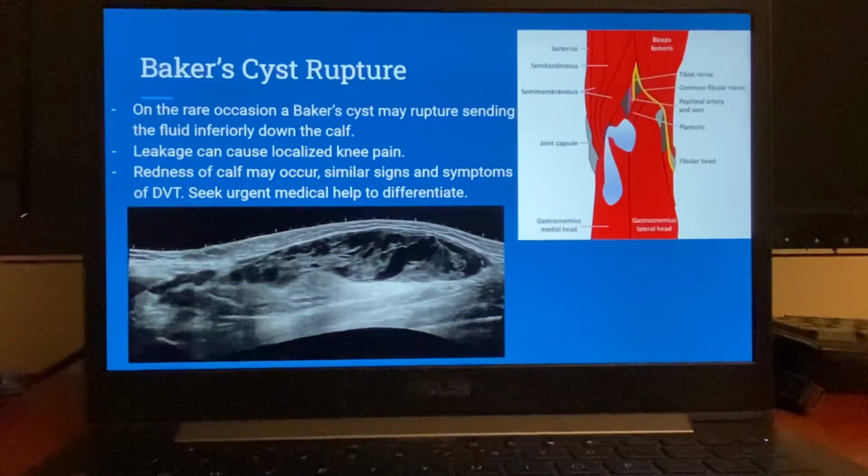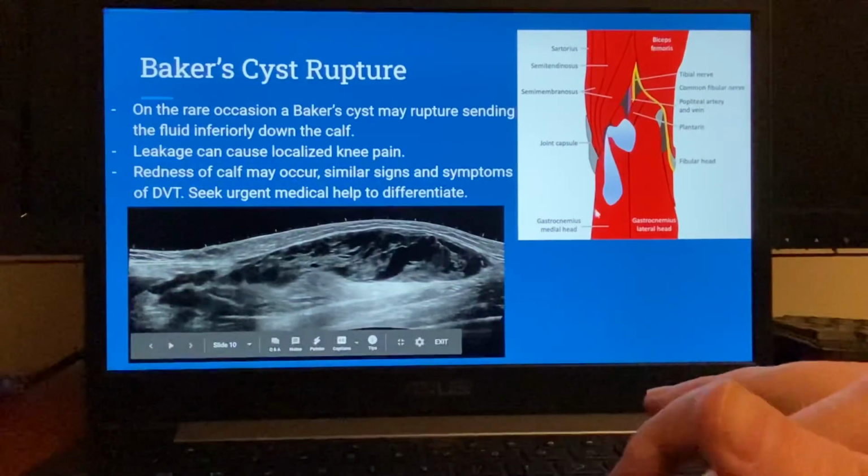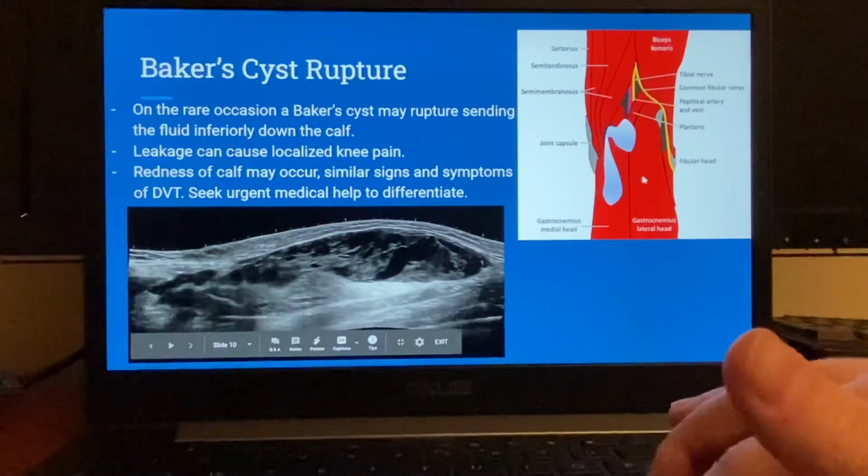On the rare occasion, Baker cysts may rupture, sending fluid inferiorly down the calf. From my studying and researching on this, I found that it's a common symptom for when a Baker cyst does rupture for the patient to feel the sensation of running water down their leg, as that fluid is making its way inferiorly down the patient's leg.